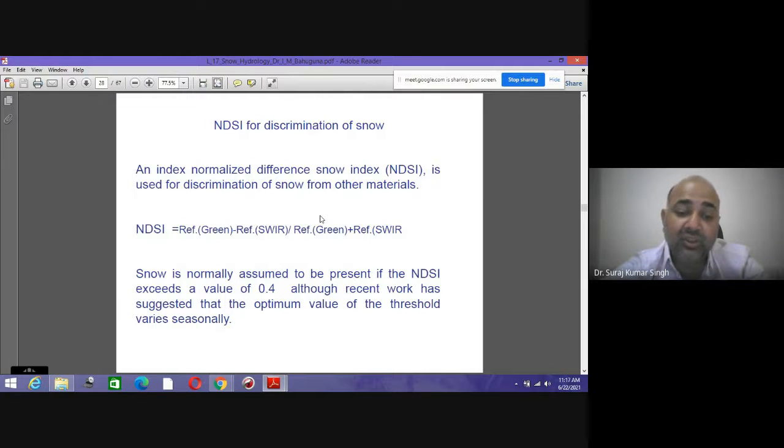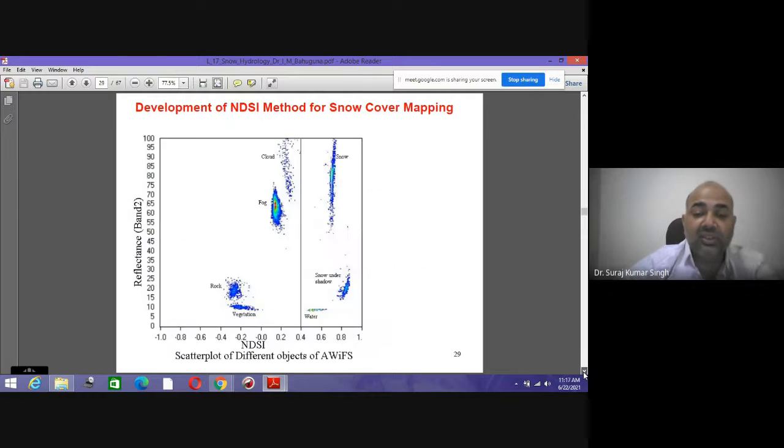So snow is normally assumed to be present if the NDSI exceeds a value of 0.4. Although recent work has suggested that the optimal value of the threshold varies seasonally. So there cannot be any fixed value stating at what value you will be finding snow. That depends on image to image, that depends on season to season. So we have created this NDSI method for snow cover mapping.